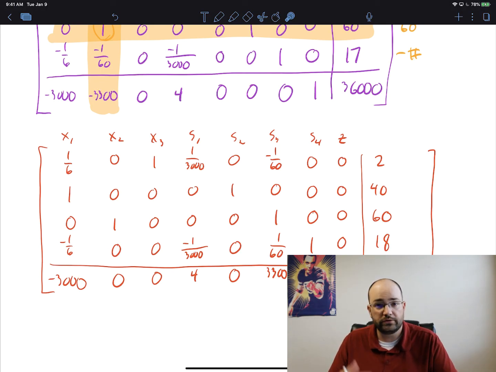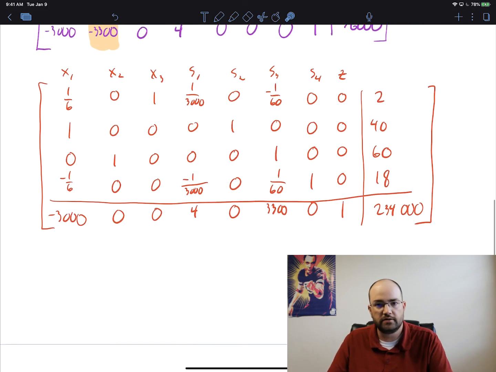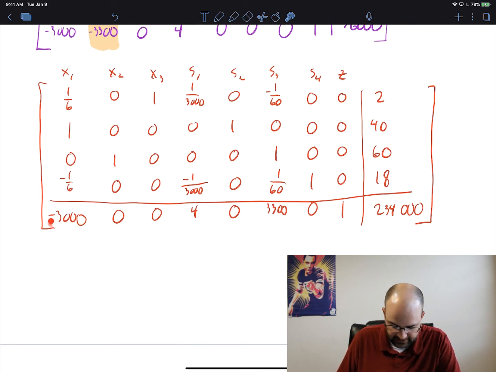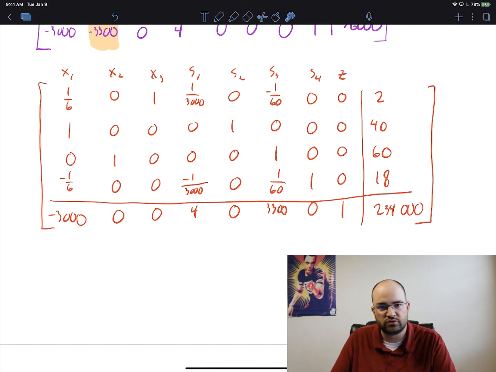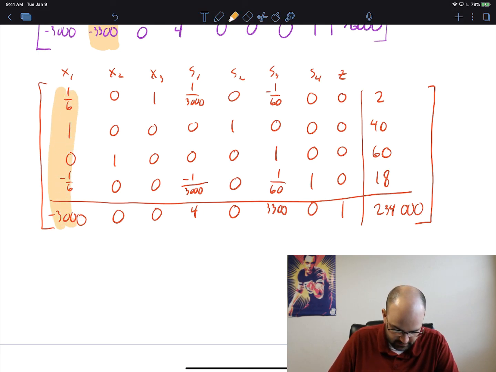Good deal. Now, what this means is that we're actually still not done, because we still have a negative indicator, which means we're going to want to use some combination of all 3 here. Now, I believe x2 represented, if I remember correctly, the radio ads, and x1 represented the number of newspaper ads. So there's a negative indicator here, and it's the only negative one, so this is the pivot column.